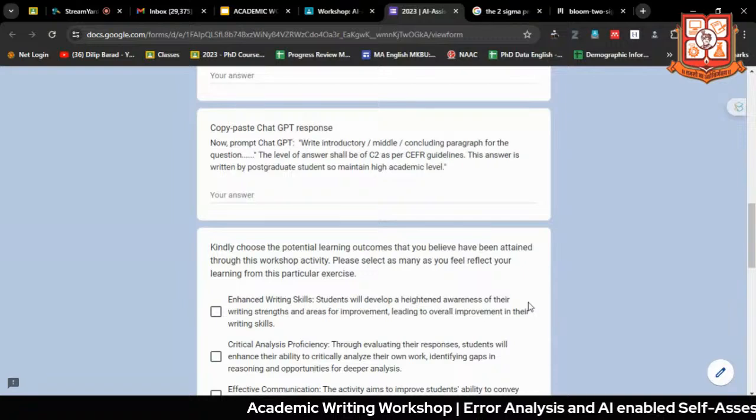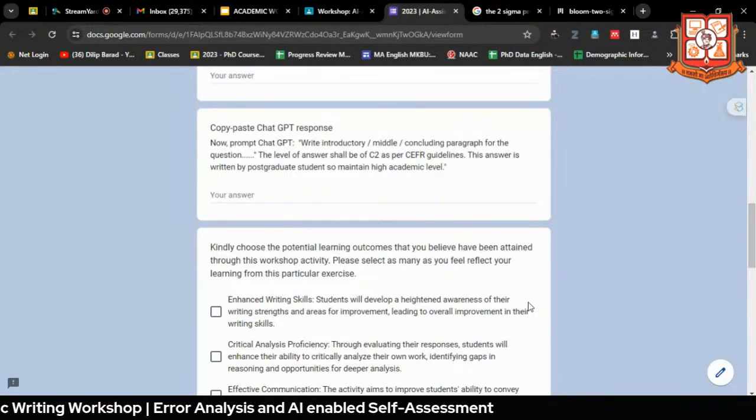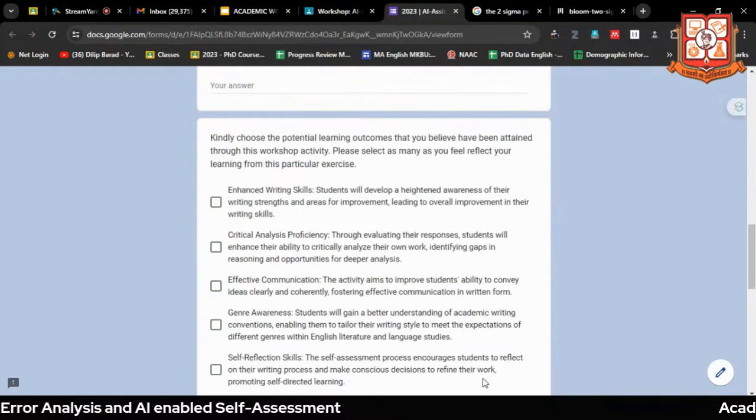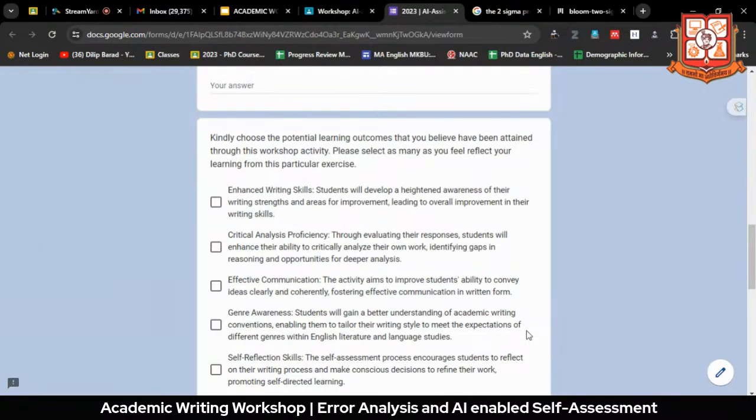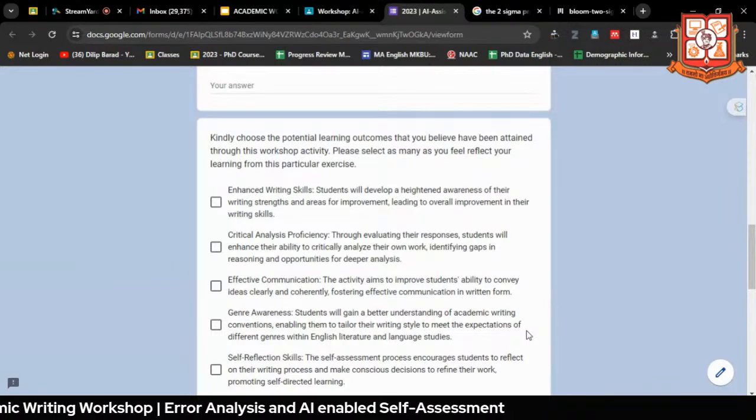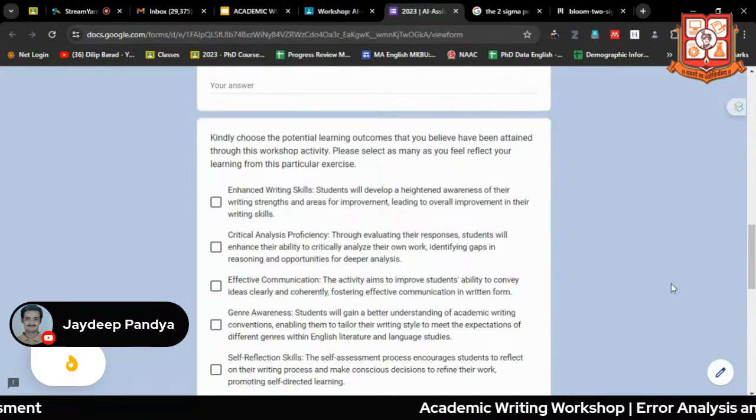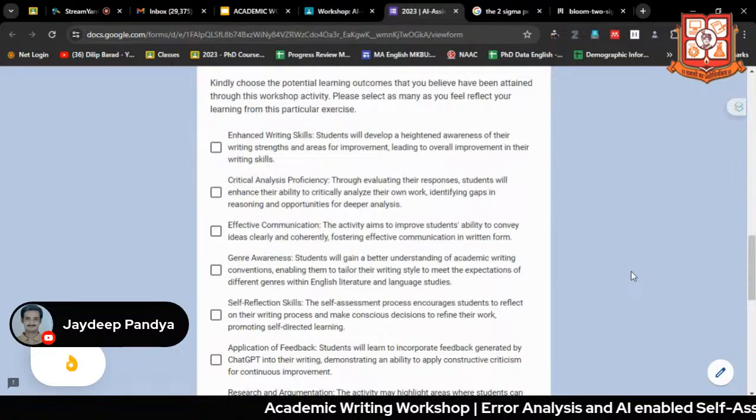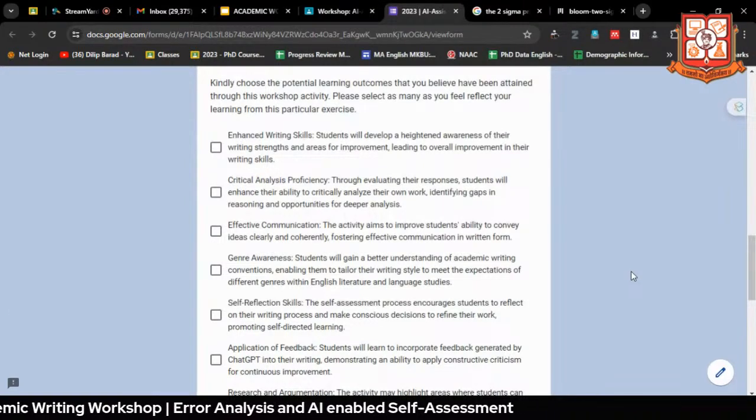And when you read and compare, what is your learning outcome? What do you learn from this? So the next question will be about this. Kindly choose the potential learning outcomes that you believe have been attained through this workshop activity. Please select as many as you feel reflect your learning from this particular exercise. So: enhanced writing skills, critical analysis proficiency, effective communication, genre awareness.